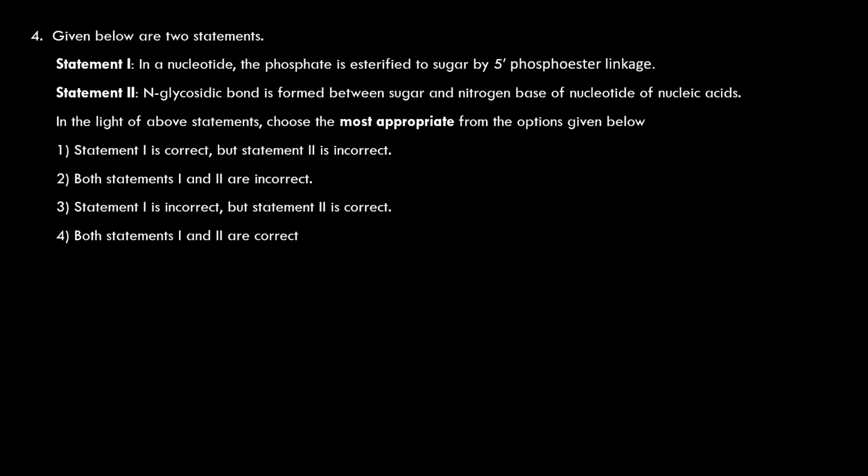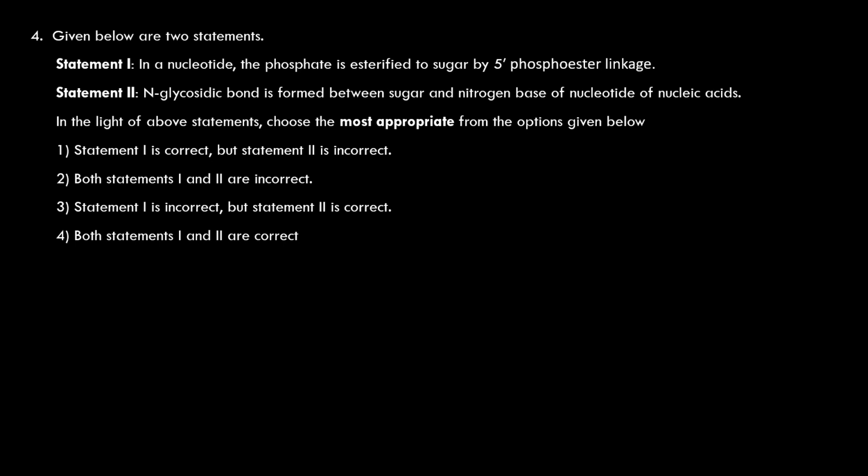Absolutely true. N-glycosidic bond is formed between sugar and nitrogen base of nucleotide of nucleic acid. Yes. So, the N-glycosidic bond is formed between the first carbon of the ribose or deoxyribose sugar and the nitrogen present at the first position or the ninth position. First position of the pyrimidine and the ninth position of purine in case of nucleotide as well as nucleoside.